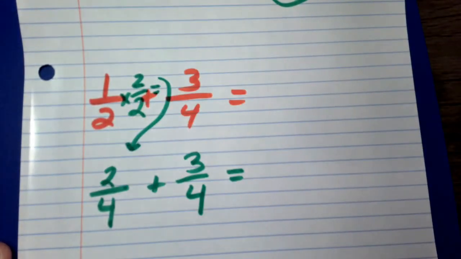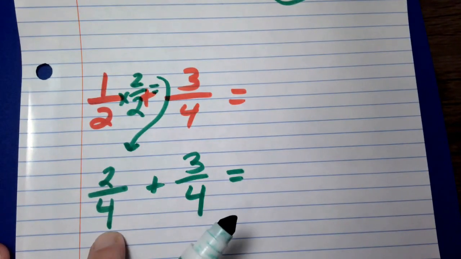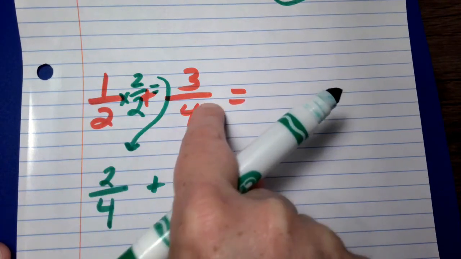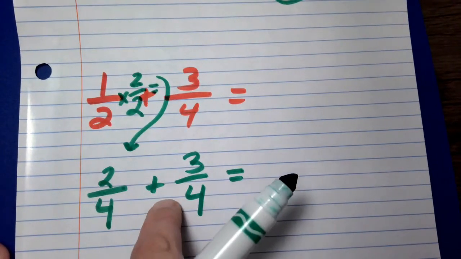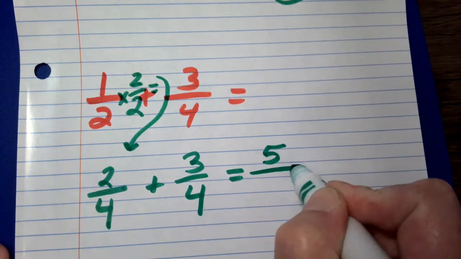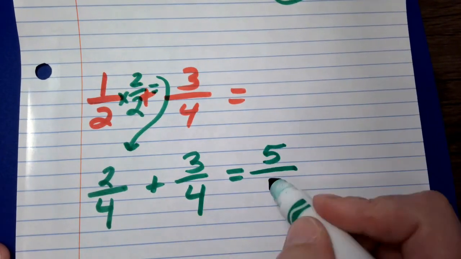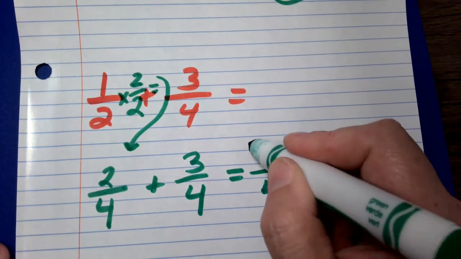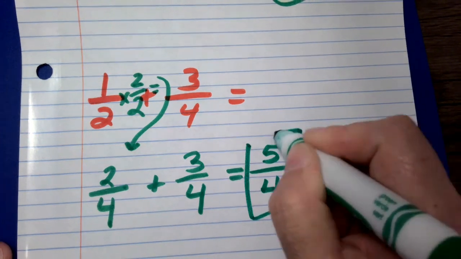So then I'm going to go ahead and add together. So 1/2 plus 3/4 turns into 2/4 plus 3/4. So when I add this together, 2 plus 3 is 5, and my denominator stays the same, fourths. And so 5/4 is the answer, and that's an improper fraction. So this is an okay answer.